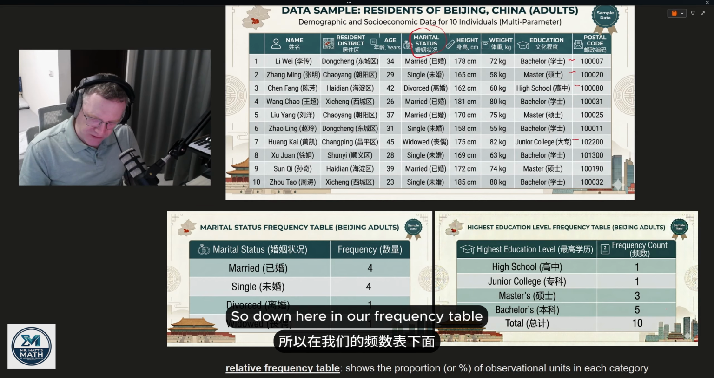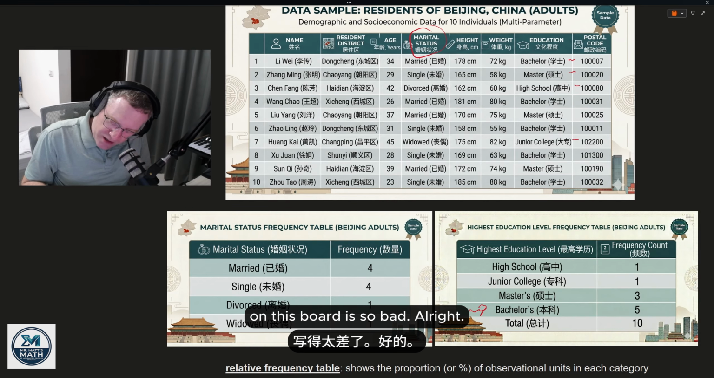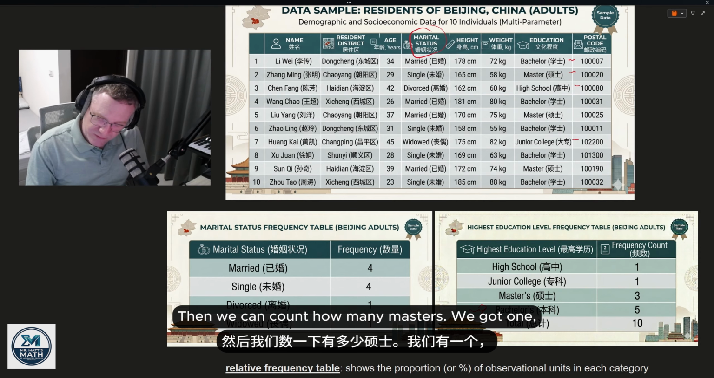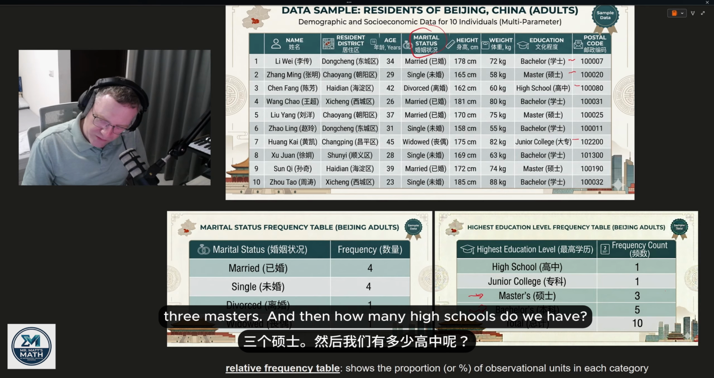So down here in our frequency table, we're going to write, oh my gosh, my writing on this board is so bad. All right, bachelor's has 5, okay? Then we can count how many masters. We got 1, 2, 3 masters. So we can see here that we got 3 masters. And then how many high schools do we have?